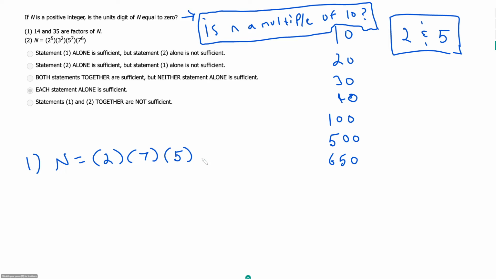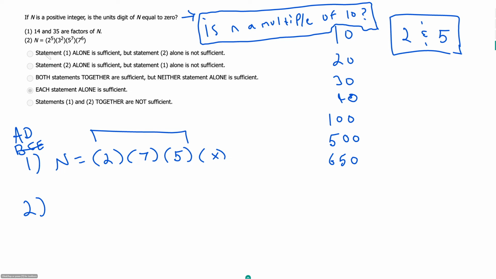And so we can say there are other factors here, and we can represent all of those just by saying x if we want. But we know at a minimum, n has to contain these two things. And so we want to know, is n a multiple of 10, or does it have factors of 2 and 5? And here we got both of those. And so this is actually sufficient to say yes to our question.